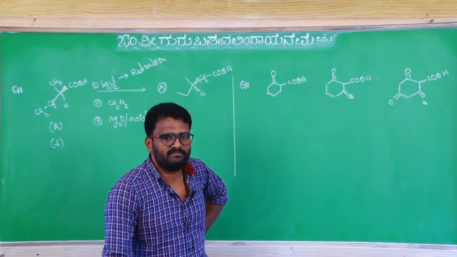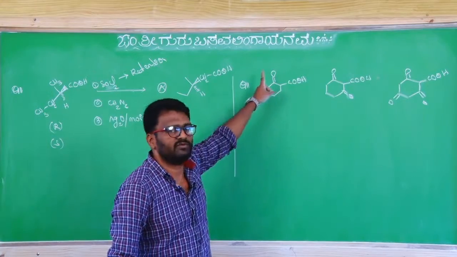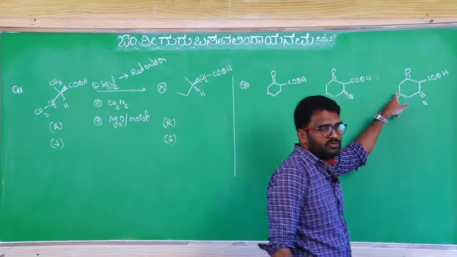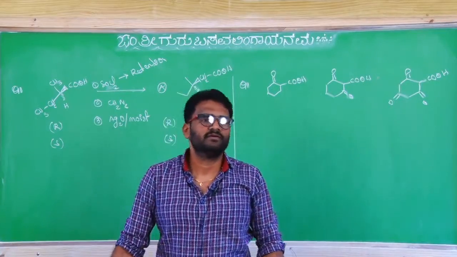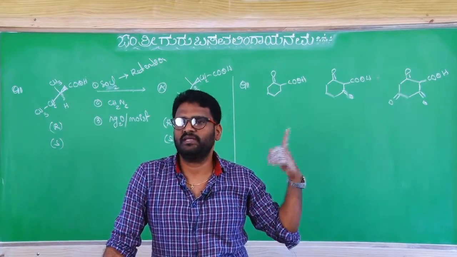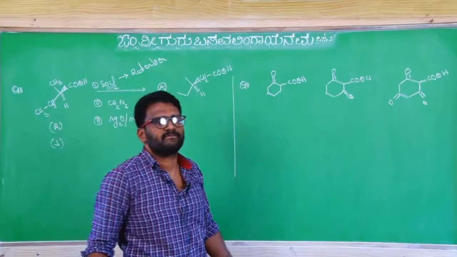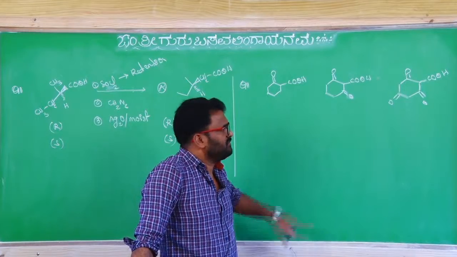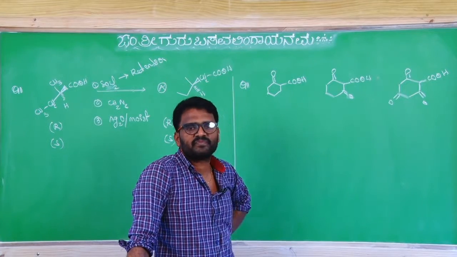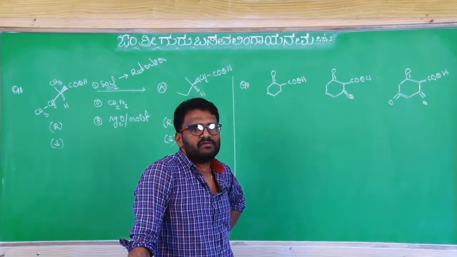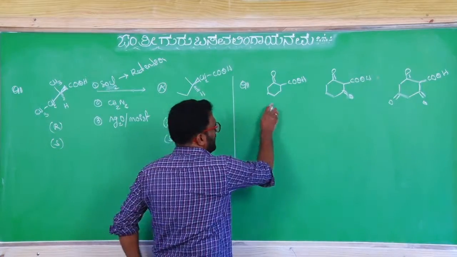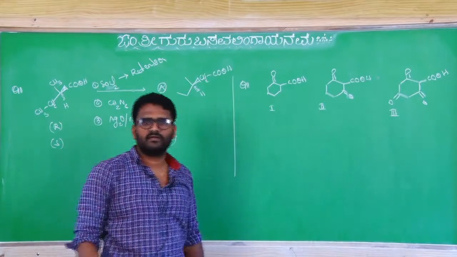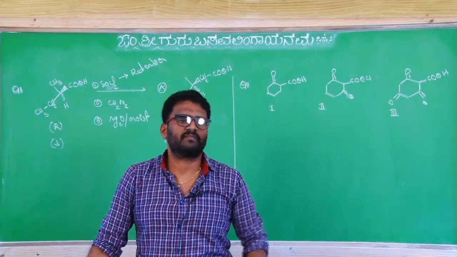All are beta keto carboxylic acids. In the first example, there is only one keto group. In the second example, there are two keto groups. In the third example, there are three keto groups. Which one will easily undergo decarboxylation among the three examples? Tell me which one will undergo easily, 1, 2 or 3.